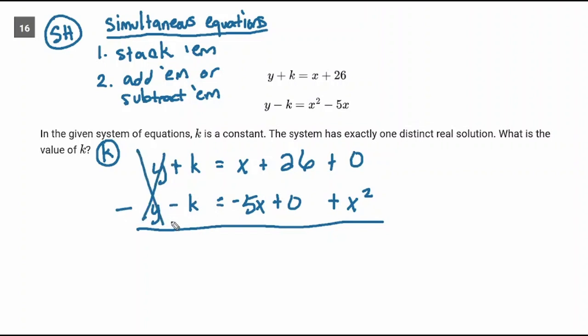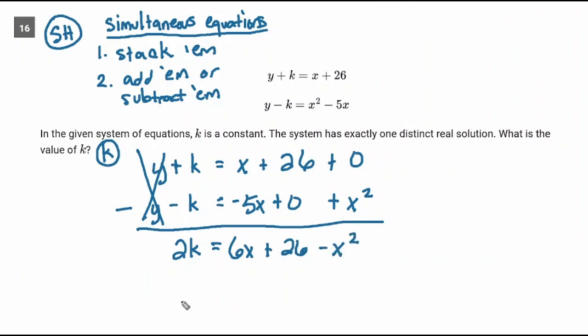The other trick to this problem is you've got to really be careful with negative signs. Negative signs kill. So it's k minus k. That's 2k. X minus 5x. That's 6x. 26 minus 0, that's easy. And then this is 0 minus x squared.